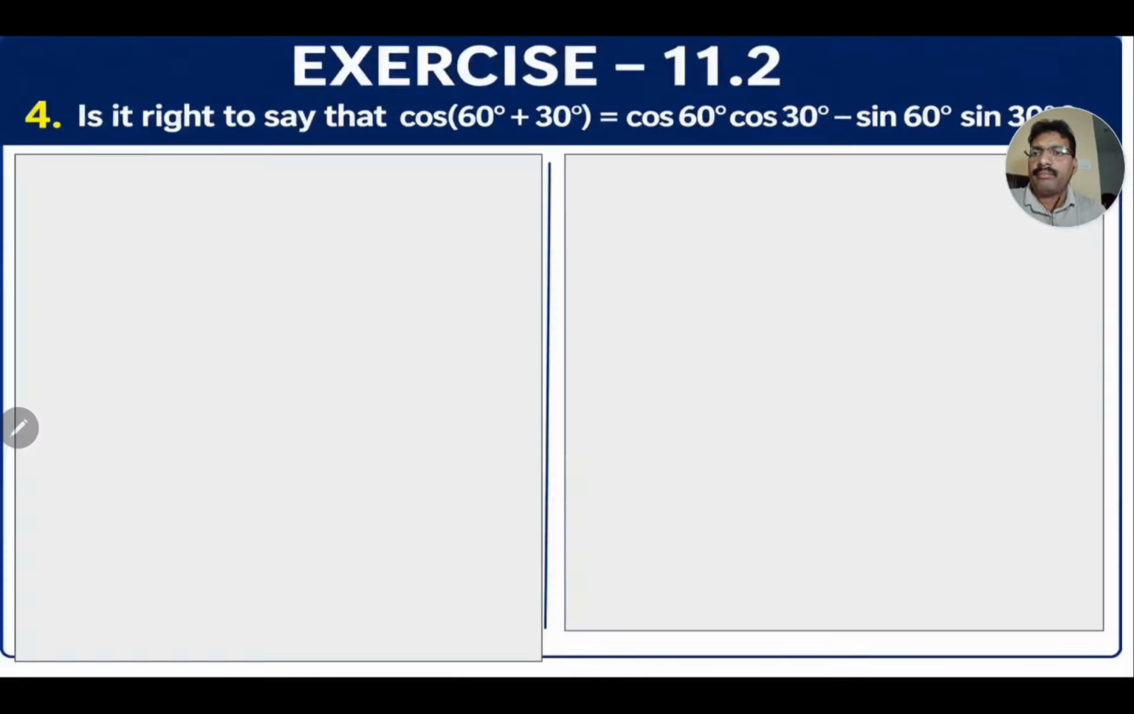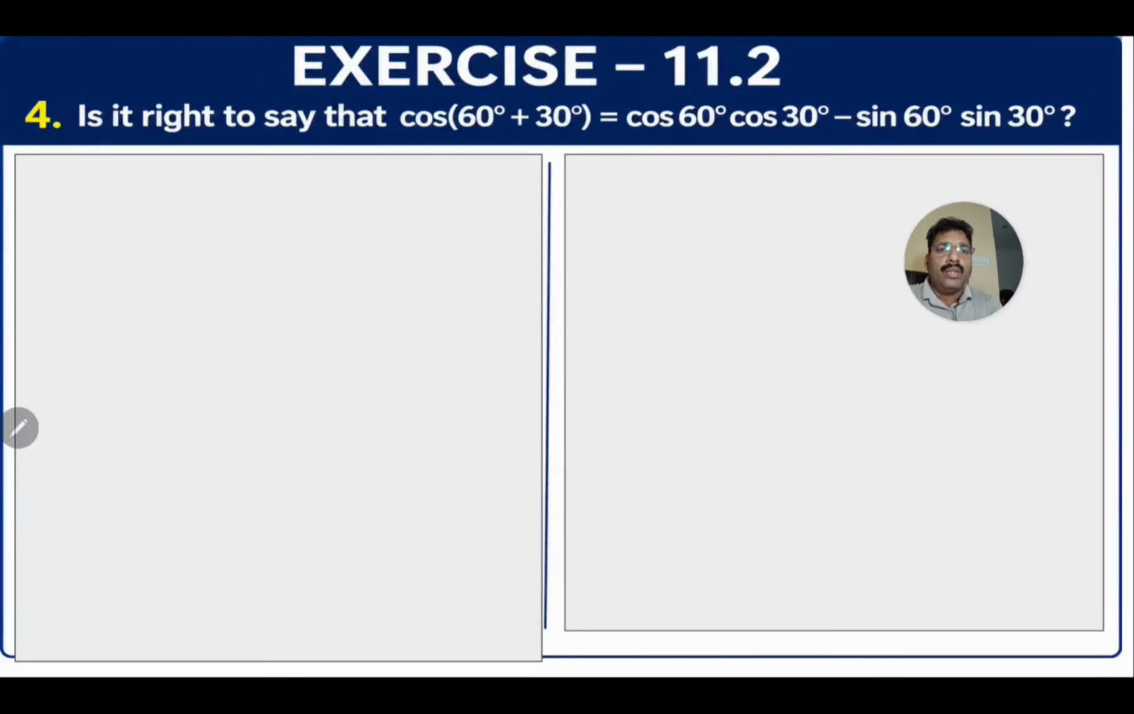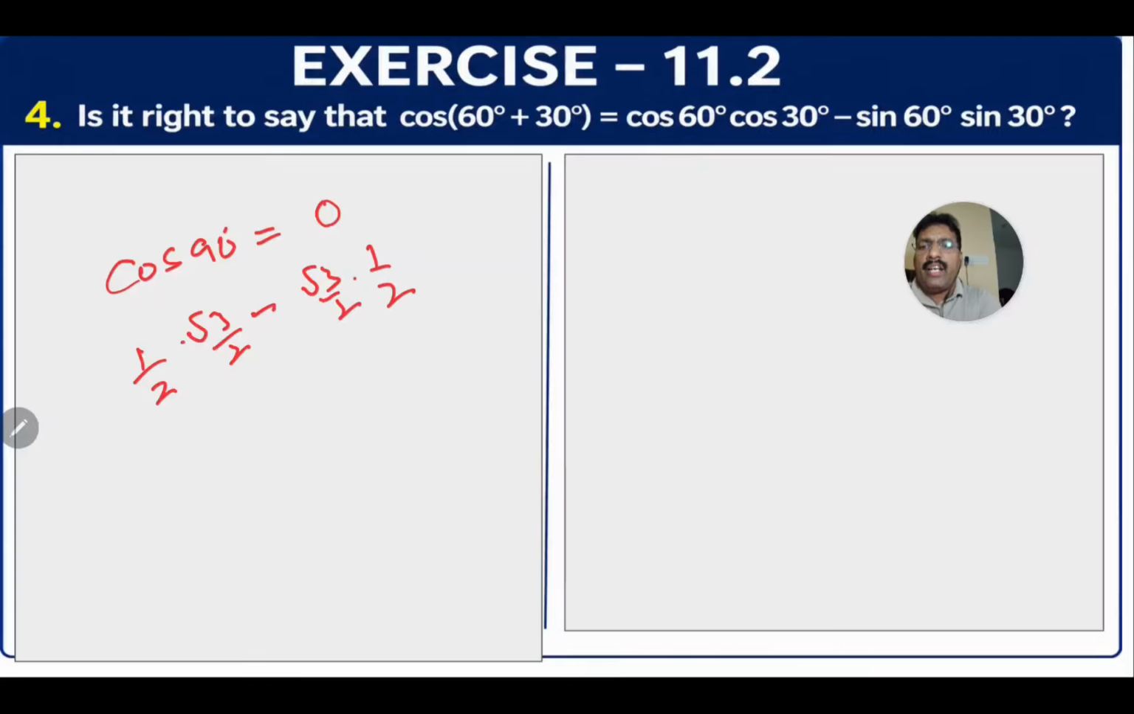Question number 4. Exercise 11.2, question number 4. Is it right to say that cos of 60 plus 30 degrees is equal to cos 60 cos 30 minus sin 60 degrees sin 30 degrees? So verify this also. So now cos of 60 plus 30 degrees. 60 plus 30 how much? Cos 90 degrees. Cos 90 degrees value how much? 0. So now right hand side part, cos 60 degrees value 1 by 2, cos 30 degrees value root 3 by 2, minus sin 60 value root 3 by 2 and sin 30 degrees value 1 by 2.